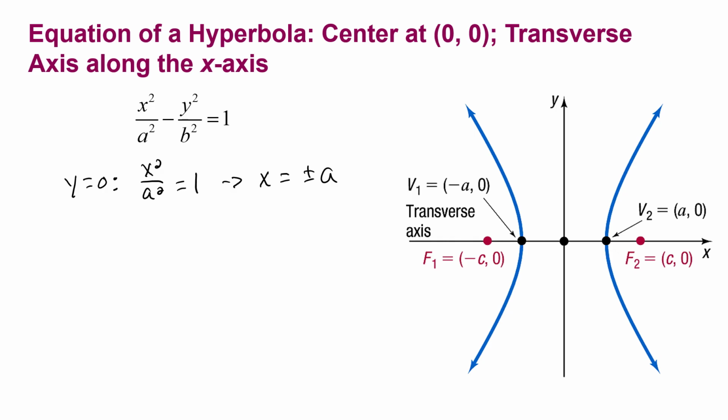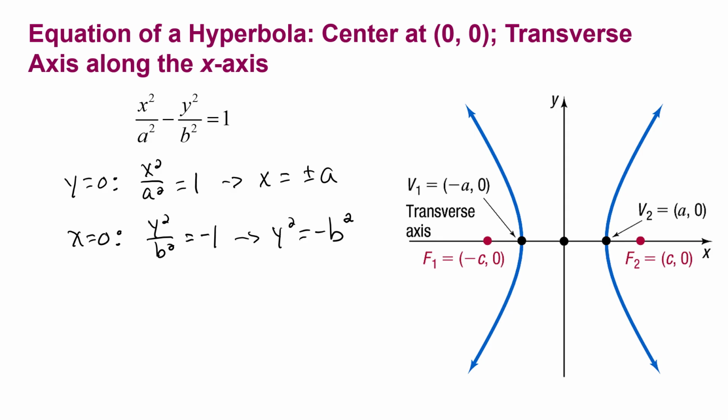Furthermore, to find the y-intercepts, if there are any, we would let x equal 0 in the equation of the hyperbola. This results in the equation y squared divided by b squared equals negative 1, or y squared equals the negative of b squared. Now this equation has no real solutions, so the hyperbola defined by the given equation in the theorem has no y-intercepts.